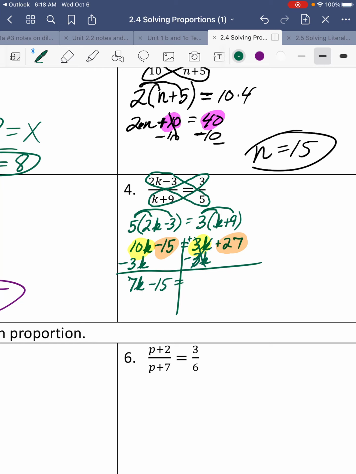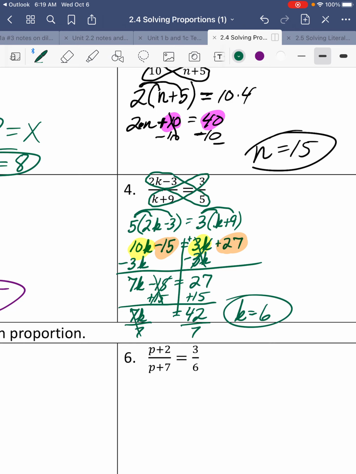Minus 15, 3k minus 3k is 0. Positive 27 comes down. Now we have the minus 15. I'm going to move that constant term to the right side of the equal sign. 7k, negative 15 plus 15, simplify. 27 plus 15 is 42. Divide by 7, and we get k is going to equal 6.